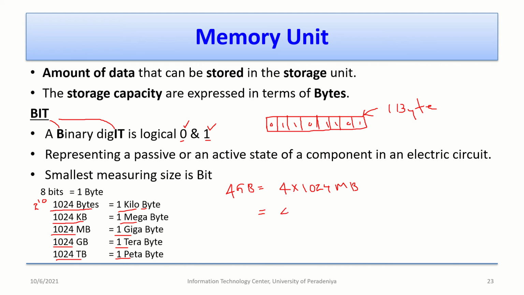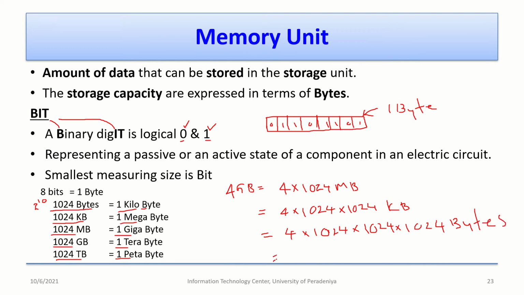Okay, then 4 into 1024. So 1 megabyte equals another 1024 kilobytes, KB. Then 1 KB equals 1024 bytes. So 1 kilobyte equals another 1024 bytes, like this, bytes.